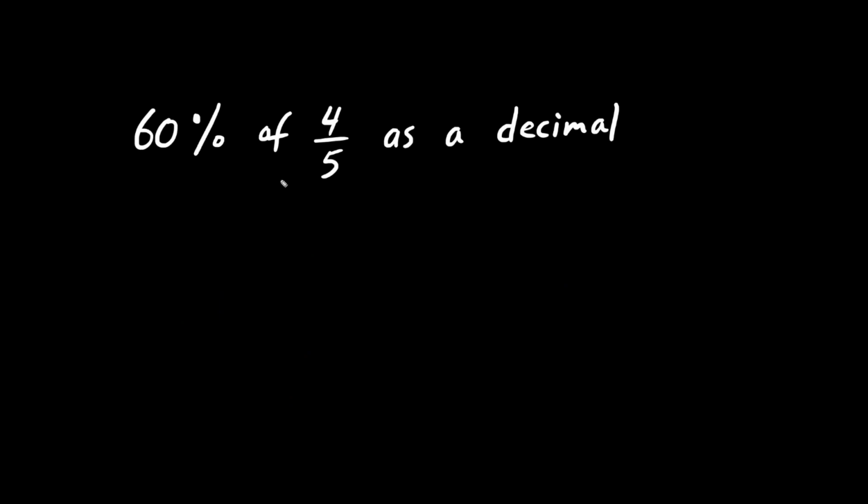What is 60% of 4/5 as a decimal number? 60% is 6 out of 10. The word "of" in math means multiplied. We simplify. 4 becomes a 2, and the 10 becomes a 5, dividing top and bottom by 2, and we can multiply across. 6 times 2 is 12, and 5 times 5 is 25.